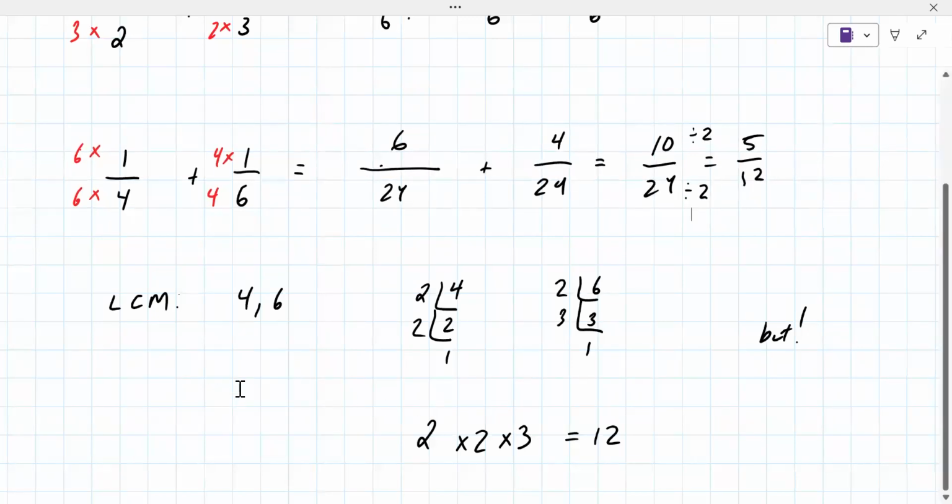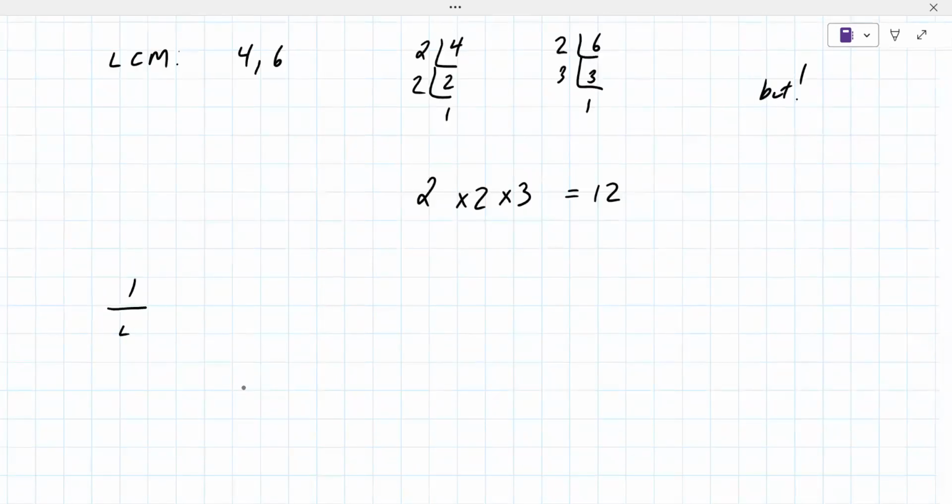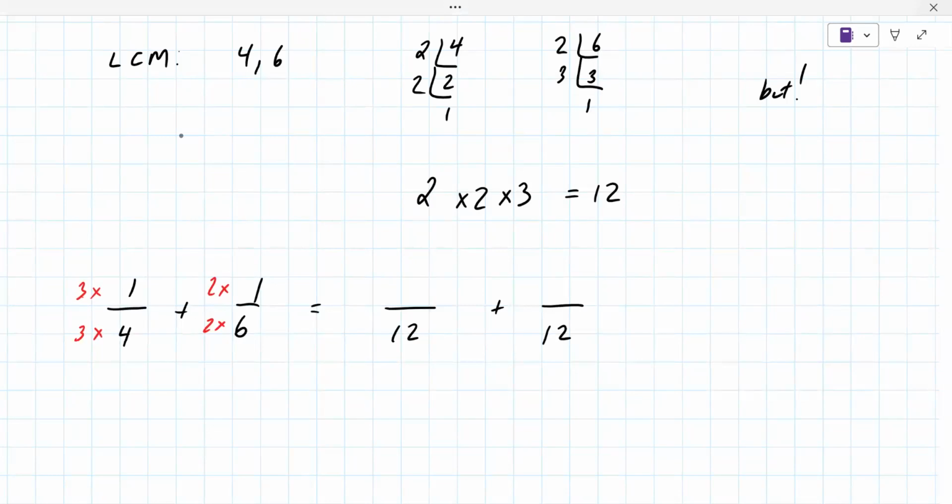So you're the kind of math student that needs to consider these options. Okay. You need to say, okay, well, if I do 12 and 12, that means I'm really actually multiplying 4 by 3 and 6 by 2. Do you see that? And so 3/12 plus 2/12 is 5/12. Okay.